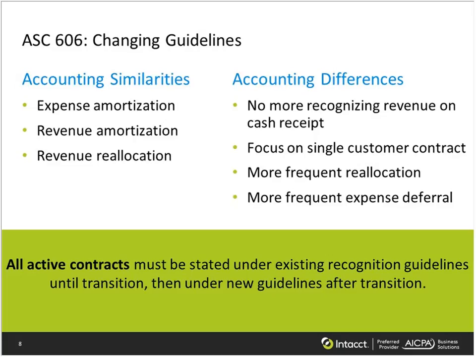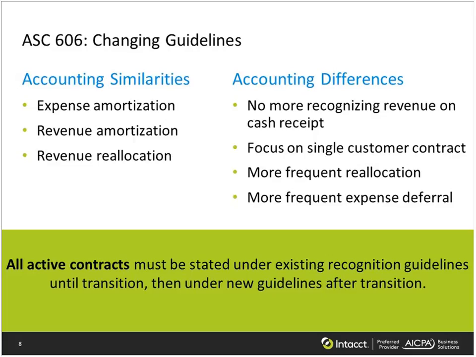In terms of accounting treatments, there's some similarities between the current and new guidelines. In general, in broad terms, expense amortization, revenue amortization, revenue reallocation, they will all continue to be important. There's some significant differences as well, though. First, it's not a given that you can recognize revenue on cash receipt.